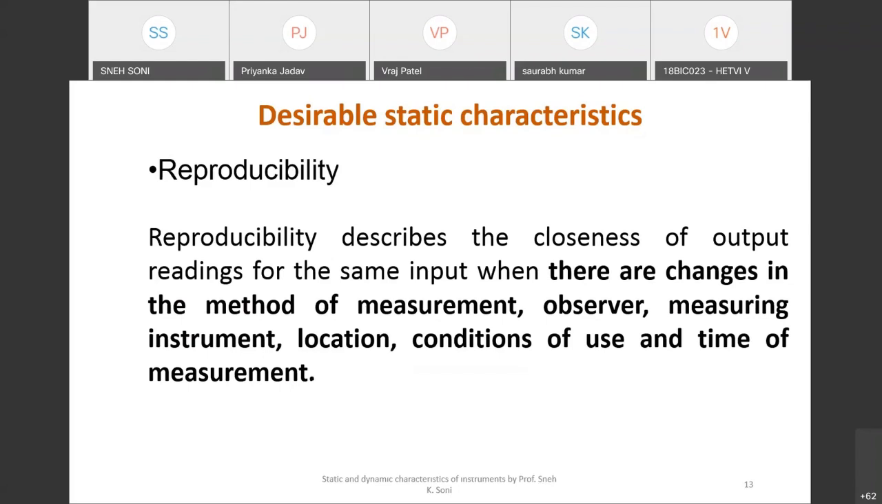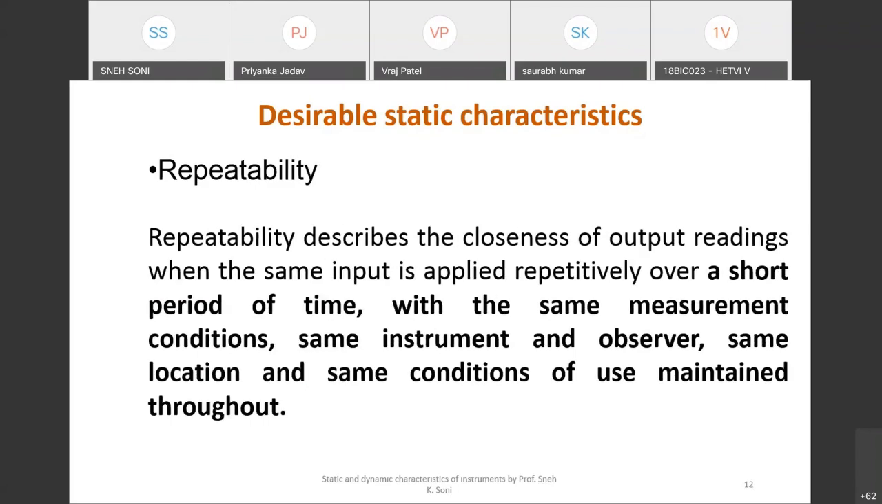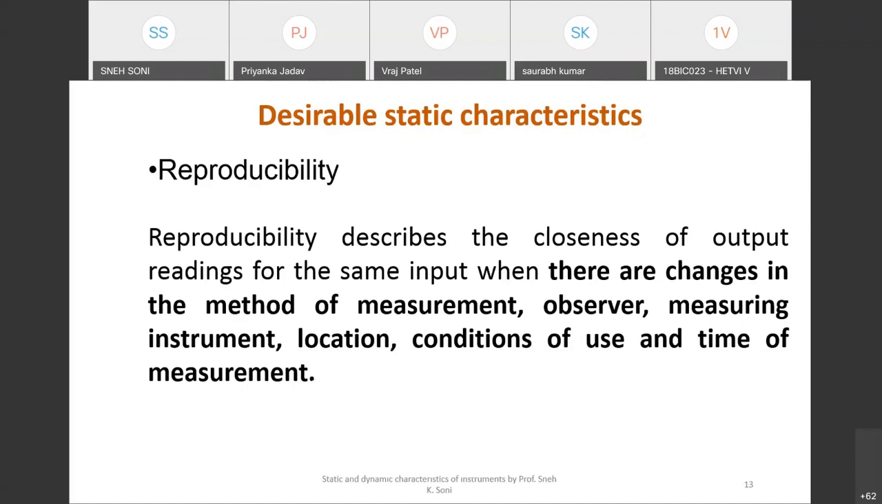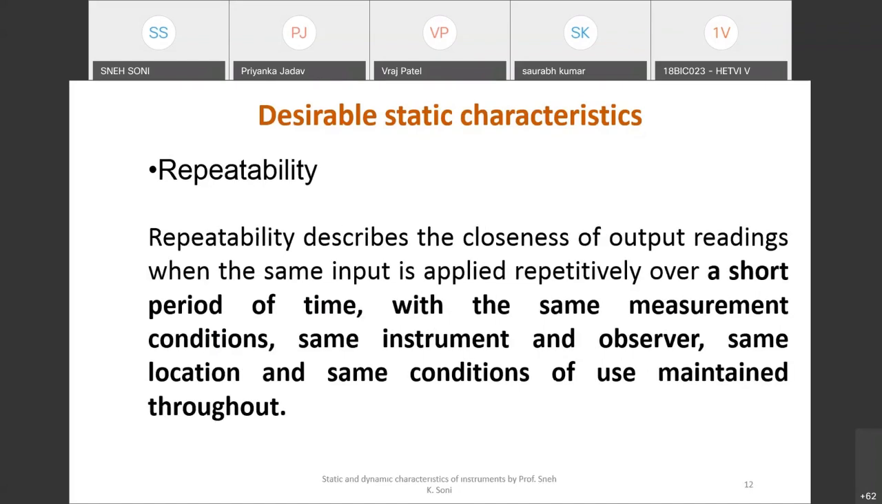So in repeatability, we are having the same measurement condition, same instrument and observer, same location, same conditions maintained throughout. But when we talk about reproducibility, there are changes in the method of measurement, right? For example, I'm using a different method to measure the same parameter, and I'm also getting the same value. That is called reproducible. Then, with the help of some different measuring instrument, I'm measuring at some different location, condition of use and time. So I'm changing all the static quantities which I used to keep in the repeatability case. दोनों का difference पता चला सबको? All of you clear?